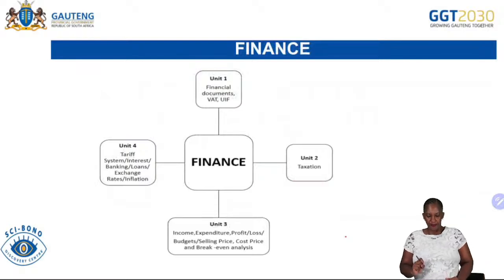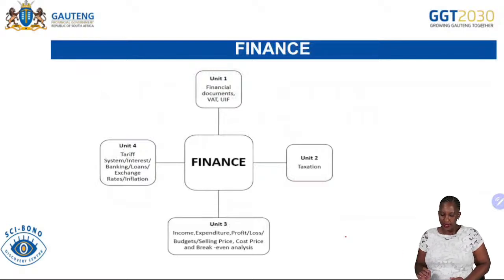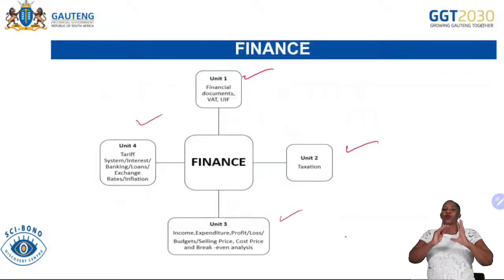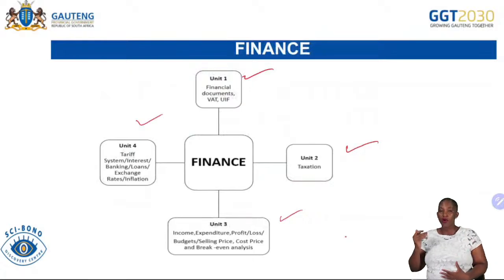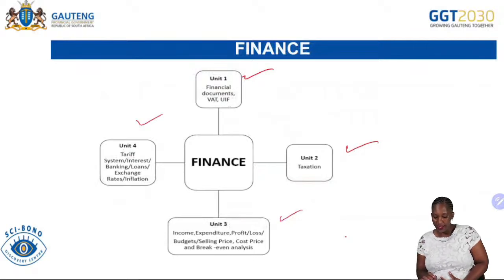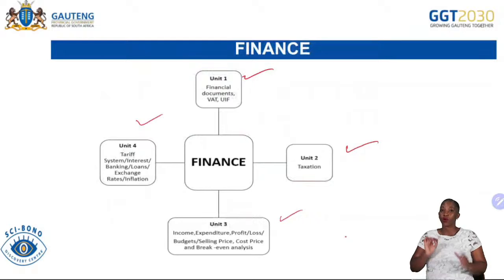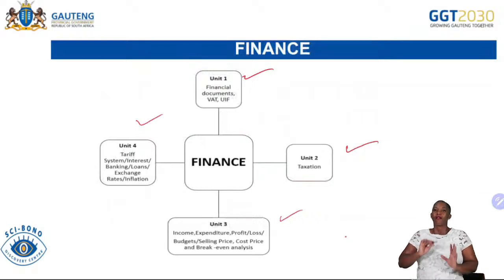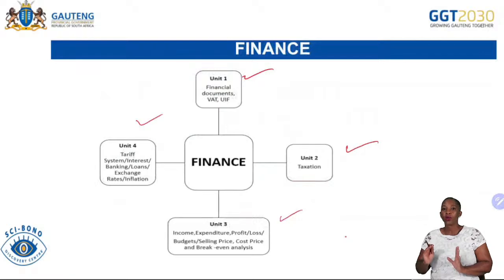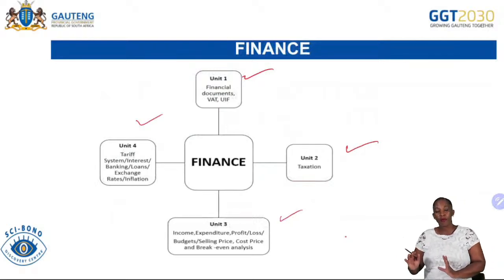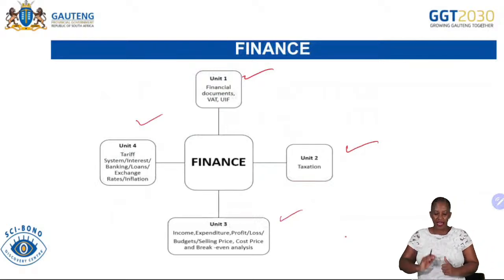Now, boys and girls, let's have a look. Finance is so broad. We have unit 1, unit 2, unit 3, and unit 4. I might call it a unit, but in your book, it should be a chapter. So when we look at unit 1, it says financial documents, VAT, and UIF. That's what we'll be focusing on, and then from there we move to taxation, which we'll do in the next session.